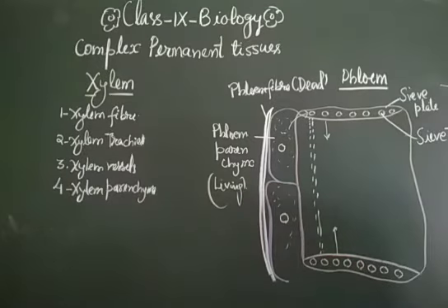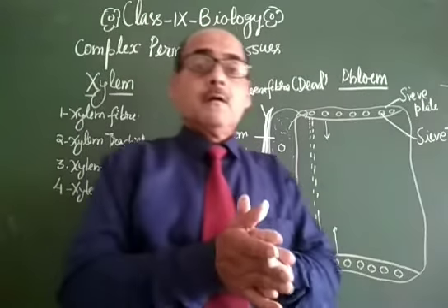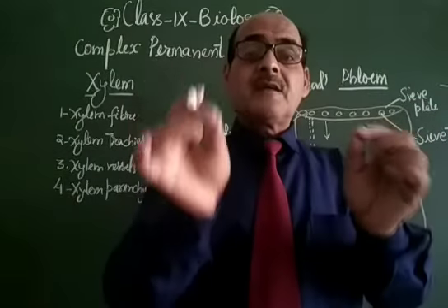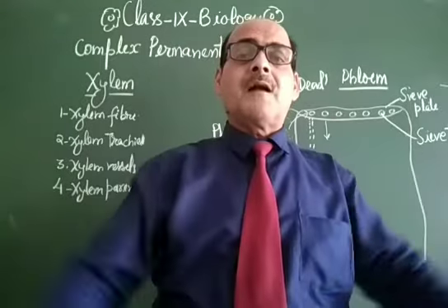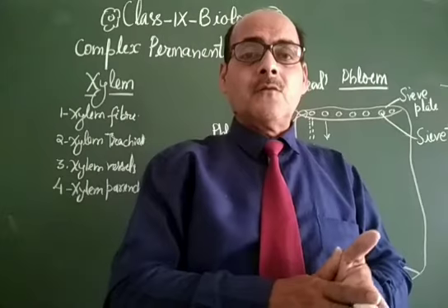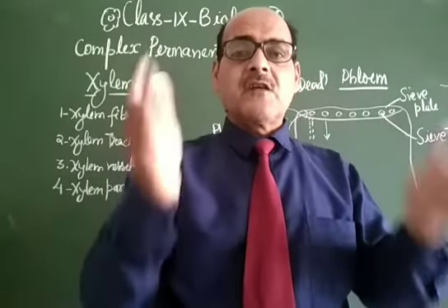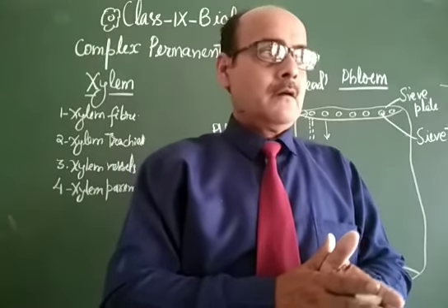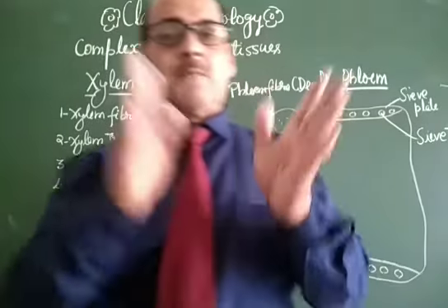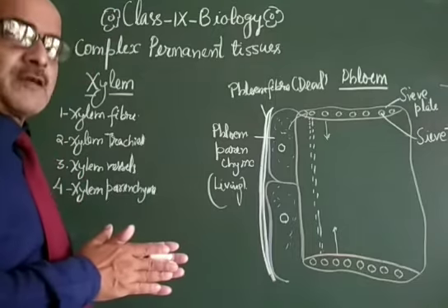So you can define translocation as the process of the appropriate distribution of food throughout the plant body in both directions, upward and downward, is called translocation. So you have to remember the process of translocation.